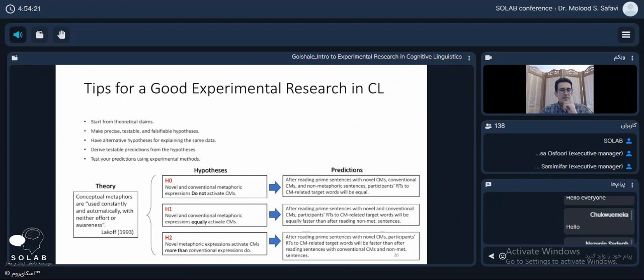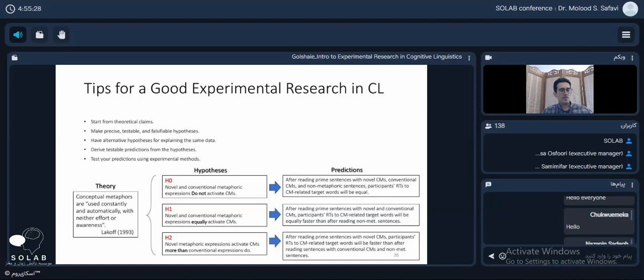And here we have some tips for good experimental research in cognitive linguistics. First, it is advised to start from a theoretical claim, then make a precise, testable, and falsifiable hypothesis. Then it's better to have alternative hypotheses for explaining the same data, and then you derive testable predictions from the hypothesis, and then you test your predictions using experimental methods. For example, here we have a theoretical claim by Lakoff that conceptual metaphors are used constantly and automatically with neither effort nor awareness. So, based on this claim, we can have two alternative hypotheses and one null hypothesis.